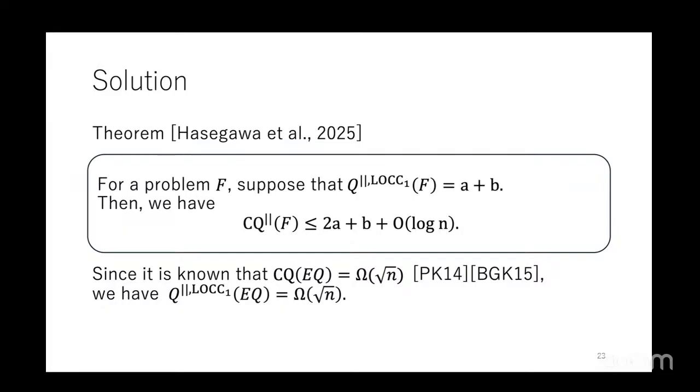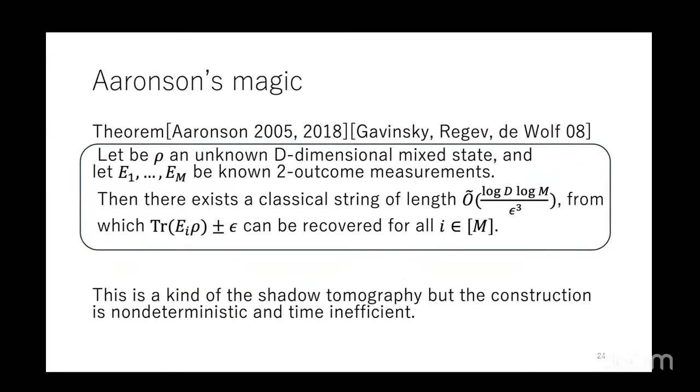And by combining this reduction and the known lower bound of the hybrid model for the equality function, we can show that the equality is hard for quantum one-way LCC.